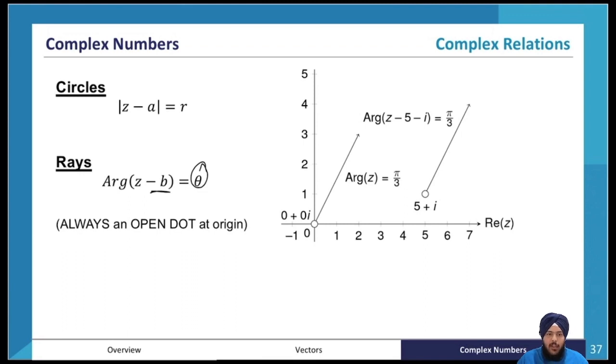And another thing to note for rays is that the starting point is always at the origin and it's always an open dot. Actually, it's not always at the origin. If we have a translation, then it can move. Because if B is like 1 plus i, then it's going to be centered at 1 plus i. That's the starting point. But the starting point is always an open dot. That's the important part.